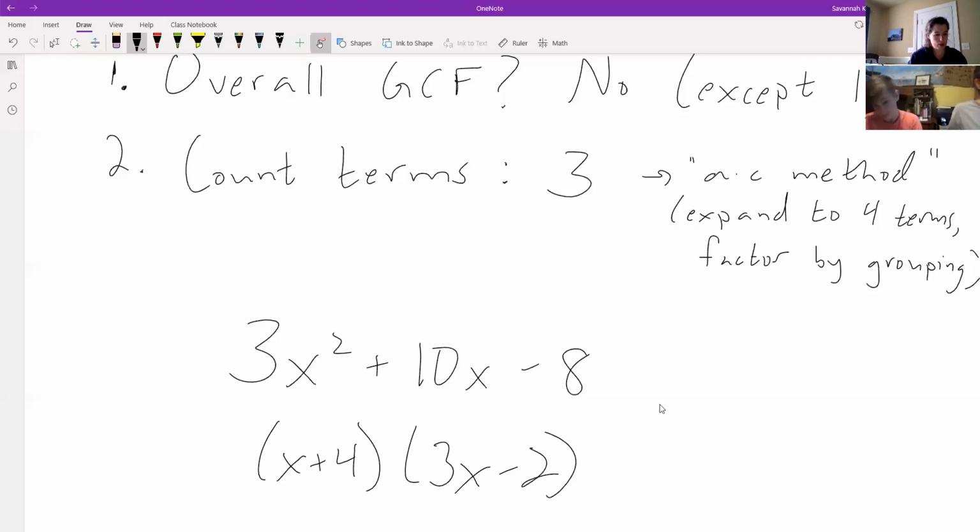X minus 2. And I think that's what I got as well. I just happened to flip off of that page, so let me go back to that page. Where is it? X plus 4, 3x minus 2. Yes. Okay. And this was now set equal to 0. Great. Okay, so that's the factored form.